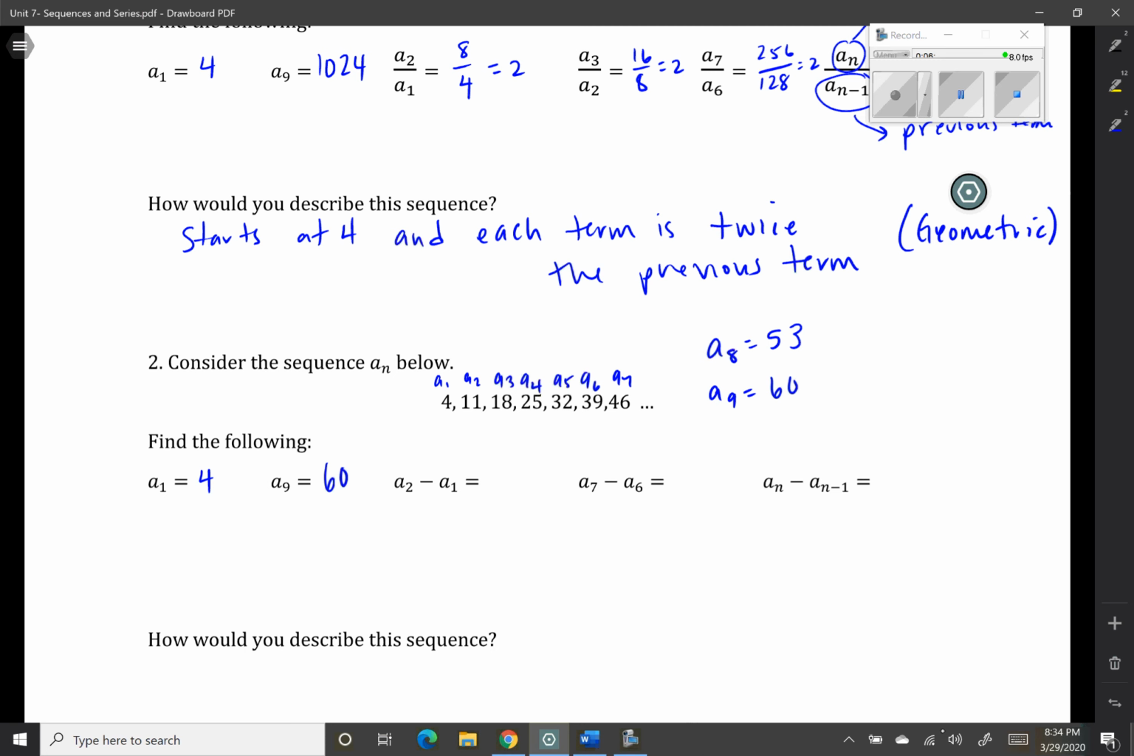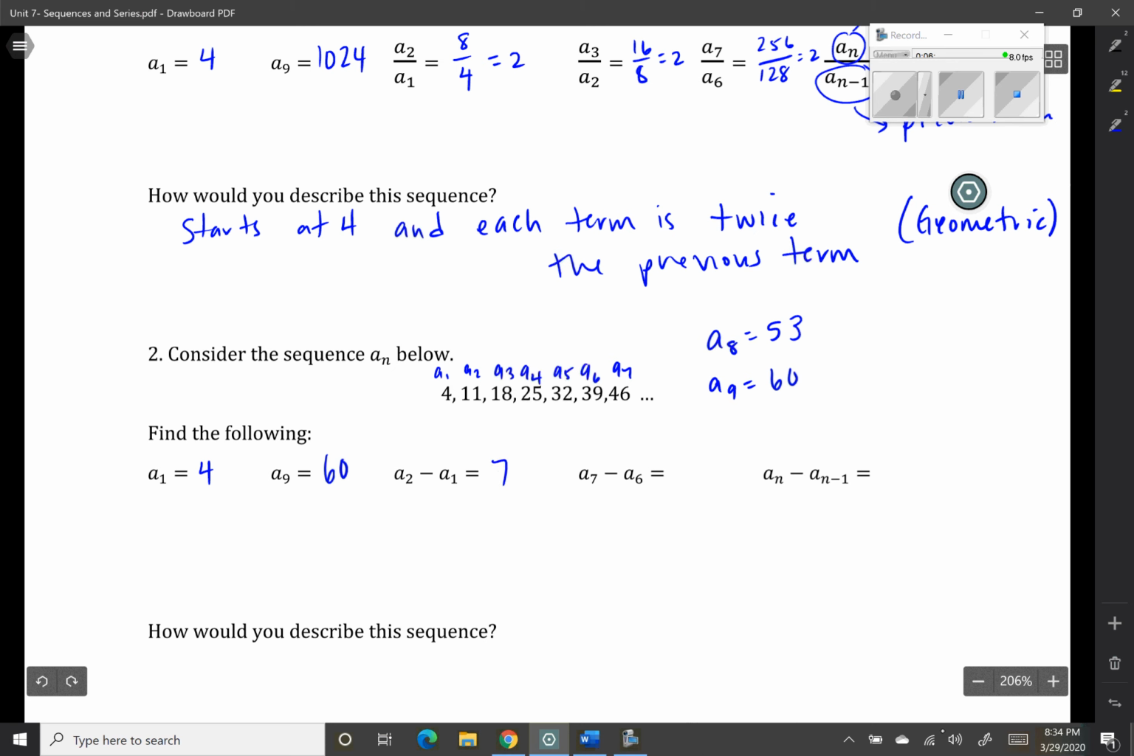So if I subtract the second and first term, I would have 11 minus 4. That gives me 7. If I subtract the seventh term and the sixth term, I would also get 7. Right? If you do 46 minus 39, you get 7. Now again, the notation that they're talking about here in this last one is any term minus the previous term. It's just a notation. Don't let the a subscript stuff confuse you, right? So if you pick any number for n, say you pick 12, you're talking about the 12th term minus the 11th term. That's what they're asking us to do here. And since we know the pattern already, it's 7.